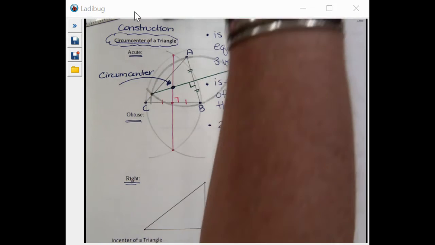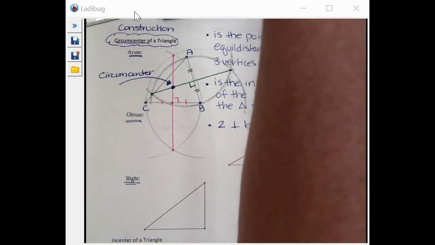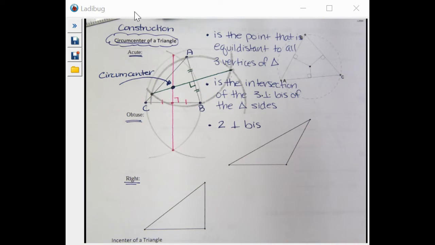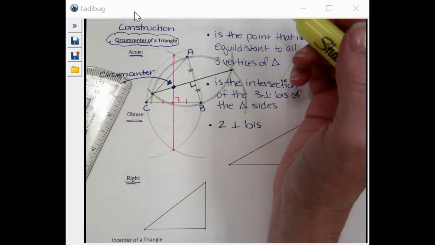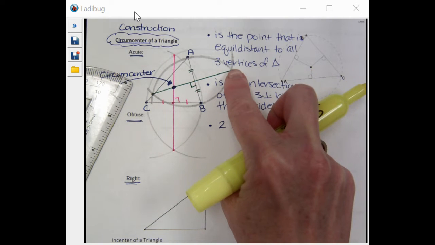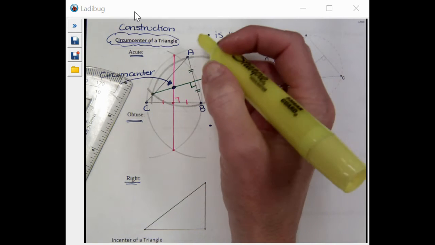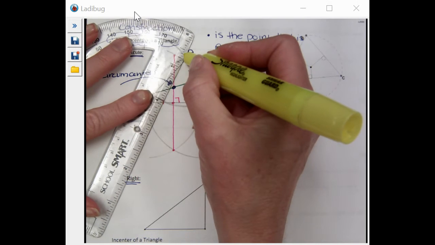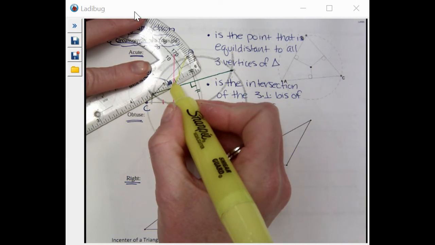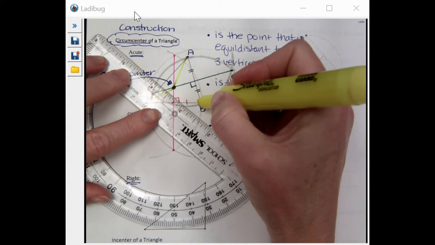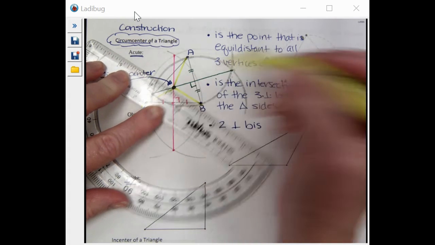So I'm going to draw on my paper, but I'd like you guys not to draw this on yours. It'll get kind of messy. But I want to show you so you can see how this point is equidistant to the three vertices. So I'm going to take a moment. I'm going to connect A to this circumcenter. I'm going to connect C to this circumcenter. And I'm going to connect B to the circumcenter.